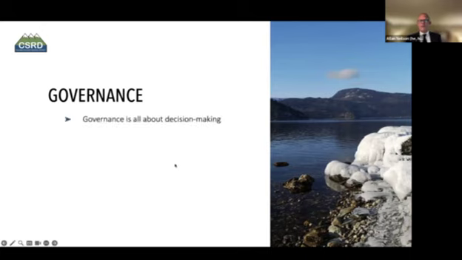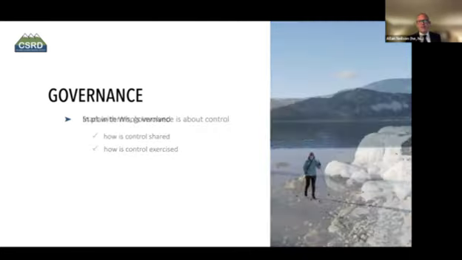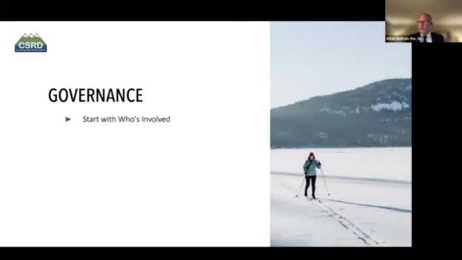Governance is all about decision-making. So when we talk about governance, we're talking about decision-making: who's involved in making the decisions and how the decisions are made. And when we boil it down, we're really talking about control, how control is shared and how it's exercised. Let's start with who's involved in making decisions.